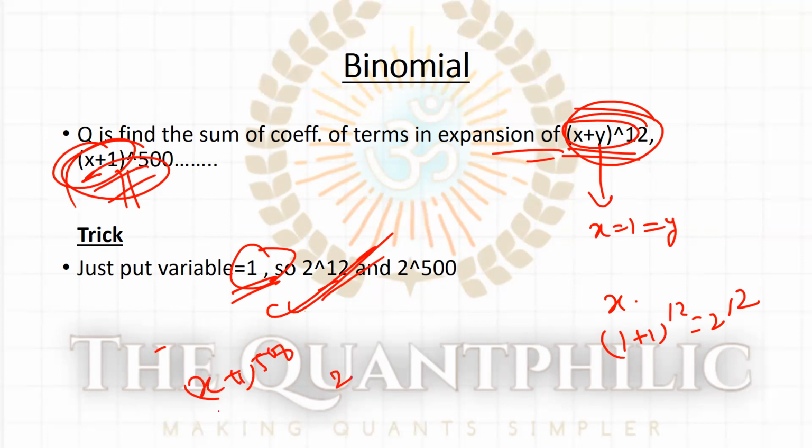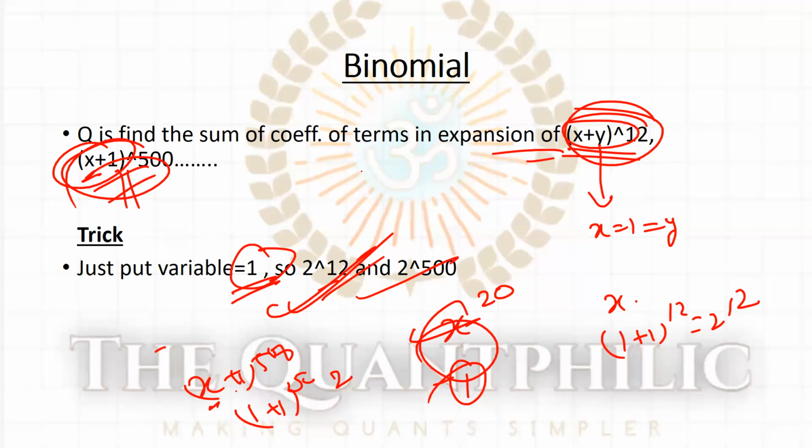Now if the question is x plus 1 to the power 500, x will be 1 and this will be 1 as well. So 1 plus 1 to the power 500. If the question would have been x to the power 20, find the sum of all the coefficients, this will basically be 1. This won't expand, it's quite obvious as well. If the question is x plus 2 to the power 50, now you'll put 1 plus 2 will be 3 to the power 50 is the answer. Direct question.